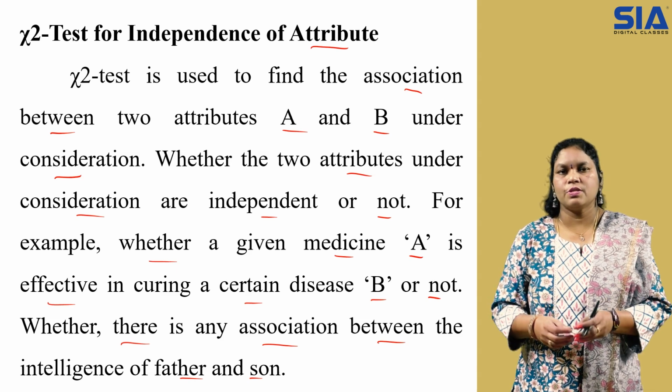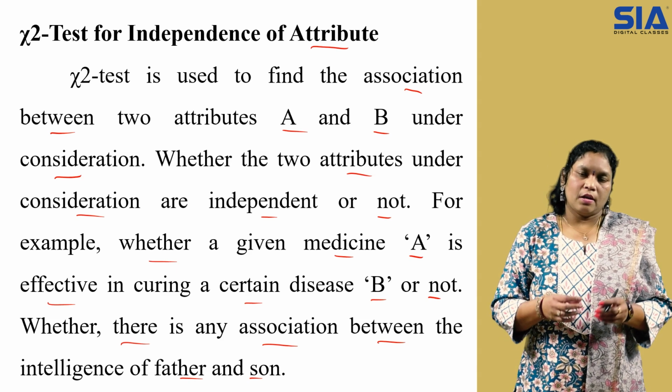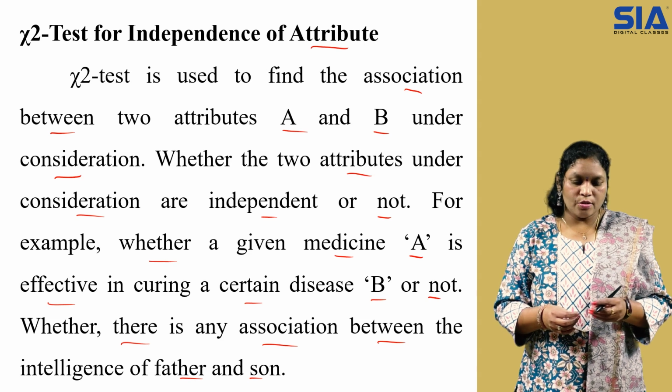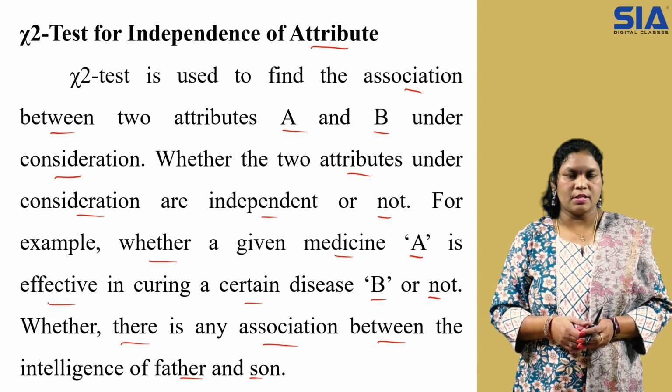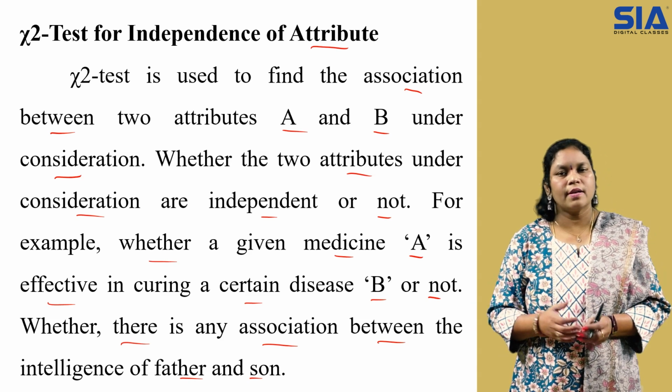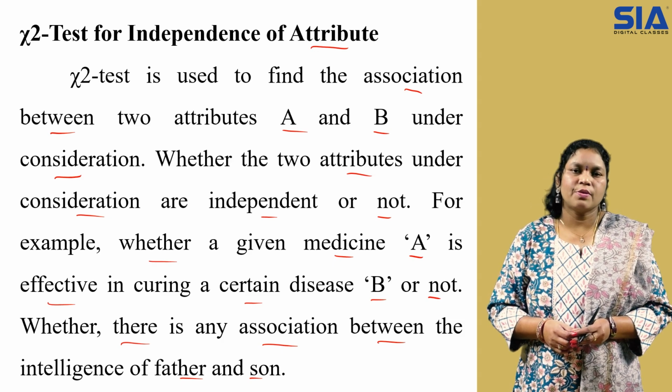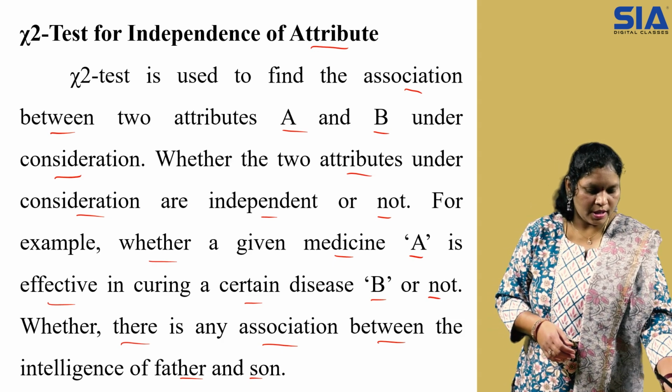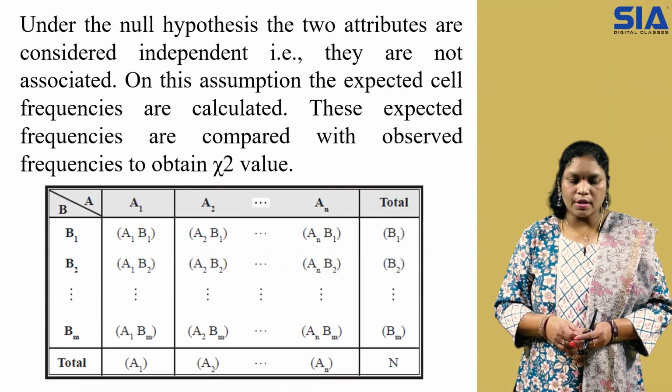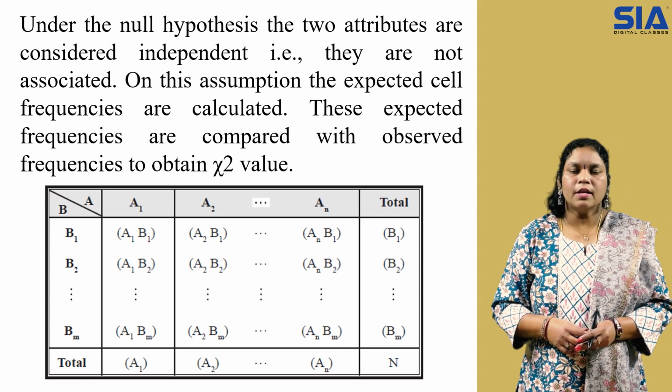So in such situations, if I want to know their intelligence level, I can utilize my chi-square test of independence, and the data is attributes type of data. So exactly our chi-square test fits here. Now let us check how it goes on: the chi-square test formula and all.